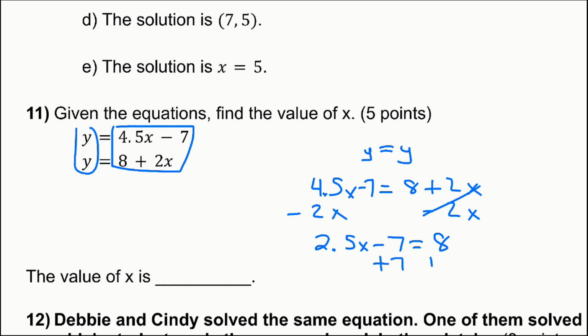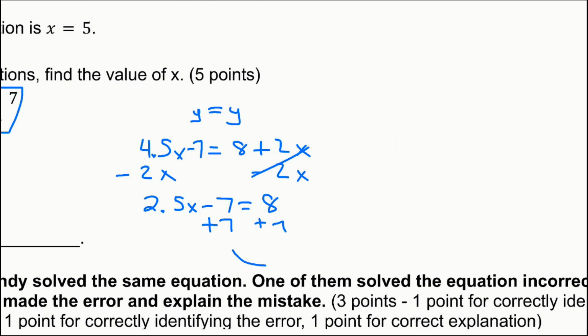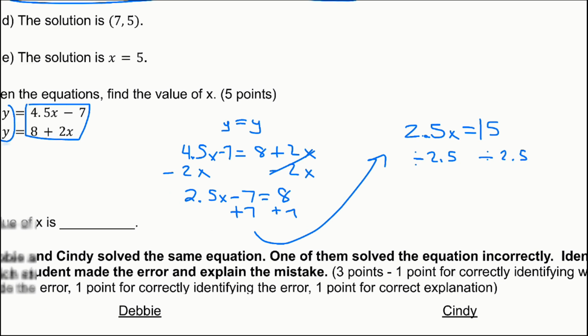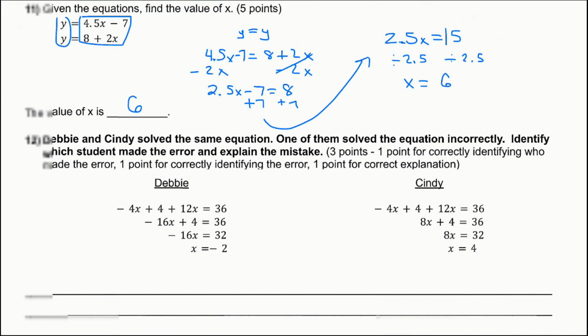I'm going to add 7, add 7. I'll have to go up over here. 2.5x. Man, this is so hard to write. Plus 5. That's not it. Equals 15. 8 and 7 is 15. Okay, so we've got that. And then divide both sides by 2.5. Okay, so 15 divided by 2.5, 6. X is 6.